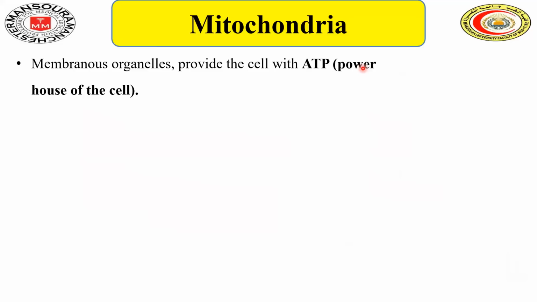So in a very simple way, you can write the definition: the first part represents whether it is membranous or not, and the second part includes the function of the organelle in brief, in a very short sentence. Regarding mitochondria, it's characterized by being numerous in active cells, and this is logical. Active cells need more energy, more ATP, more mitochondria. So we can find numerous mitochondria in the liver cell and the muscle cell. These are very active cells, and they include numerous mitochondria.